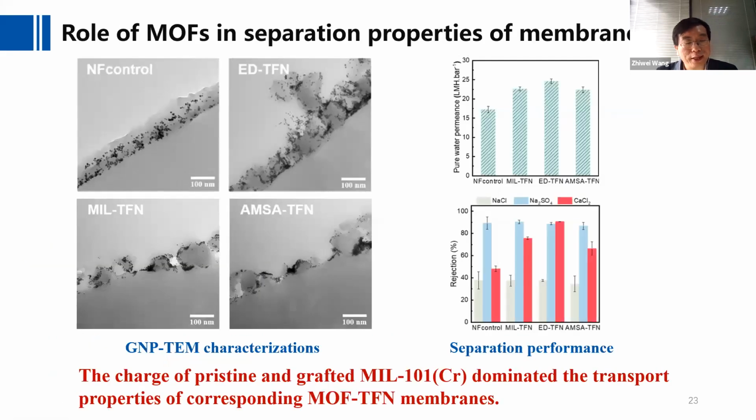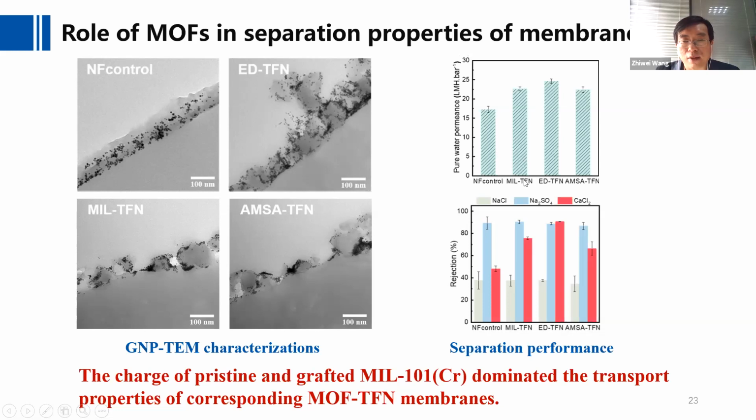And then first we used the golden nanoparticles to observe the nanochannels for water transport. Here for the NF control, similarly, you can see that the golden nanoparticles evenly distribute onto the membrane surfaces. For the ED-TFN, the MU-TFN and the AMSA-TFN, you can see the golden nanoparticles were clustered around the MOF particles.